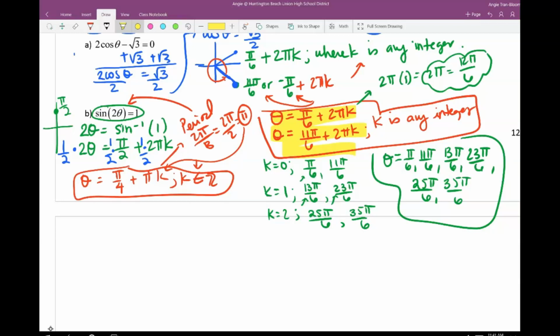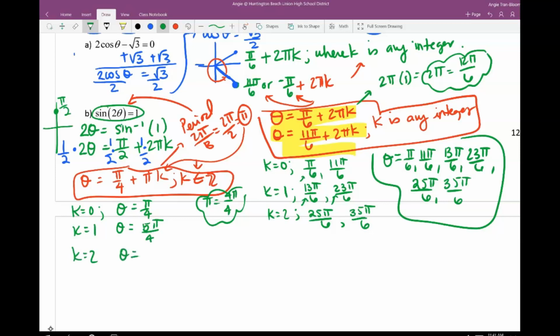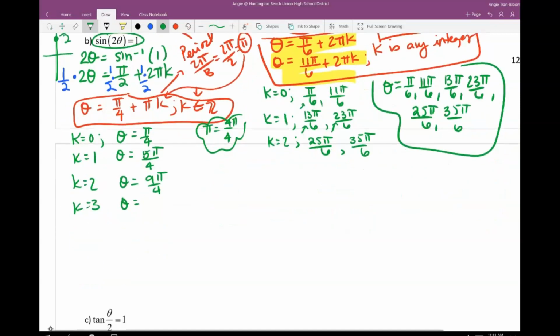Okay, so how do I get the 6 answers? I'm going to do the same thing. I'm going to let k be 0. So if k is 0, your first angle is pi over 4. If k is 1, 1 times pi is pi, but pi with the denominator of 4 is 4 pi over 4. So I'm going to add 4 pi over 4 every time. So the next one would be 5 pi over 4. When k is 2, I'm going to add 4 pi over 4 again: 9 pi over 4, and then k is 3. Keep on going until you get 6. So 4 plus 9 is 13 pi over 4 when k is 3, and then I'm going to add 4 to 13, so this is going to be 17 pi over 4.